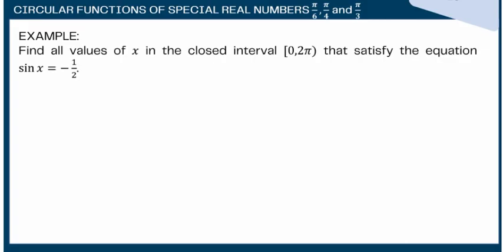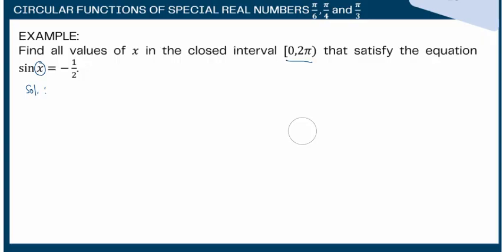Now, we are going to find the radian measure in terms of that specific value. So, for example, we want to find all values of x in the closed interval 0 to 2 pi that satisfy the equation sine x is equal to negative 1/2. For a solution, we are trying to find the angle in pi radians. So, we have to make use of our unit circle if we are not using the calculator.